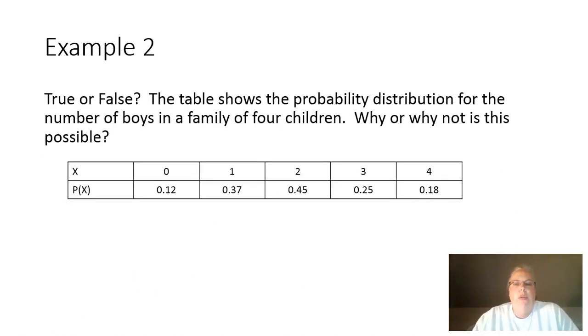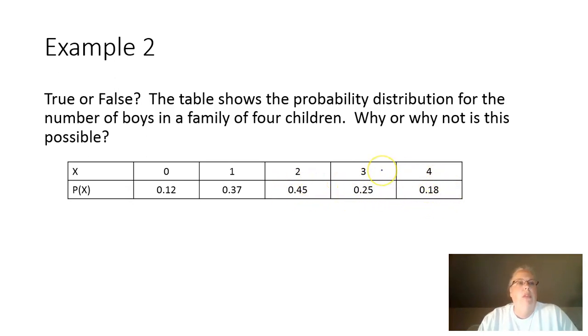Example 2. True or false? The table shows the probability distribution for the number of boys in a family of 4 children. Why or why not is this possible? Okay, there are 2 conditions to be a probability distribution. The first condition is that the probabilities all have to be between 0 and 1. And if we take a look at this row down here, this probability fits that. It's less than 1, bigger than 0. In fact, they're all going to be less than 1 and bigger than 0.